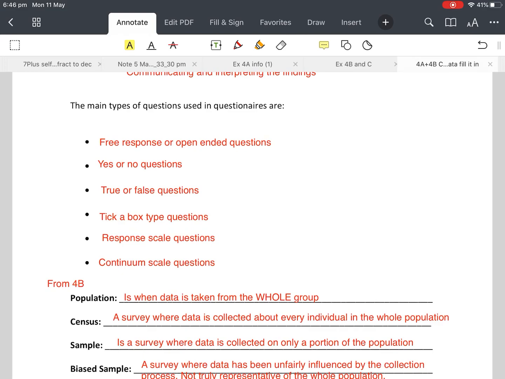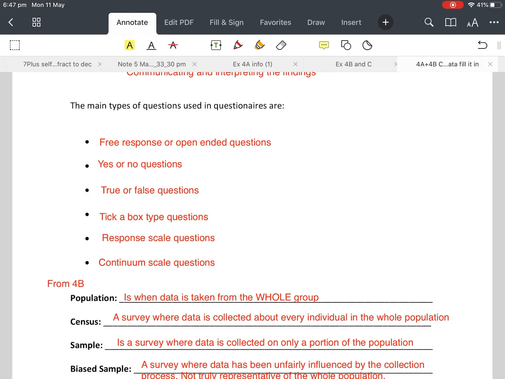Free response basically is a good old, what do you like or dislike about the present school uniform? So this would possibly collect a lot of information, but because there could be many different responses, it might be difficult to organise and interpret the responses. Yes, no, I think that one's fairly straightforward. You just want a yes or a no answer. Responses to this question, like would you like to change the present school uniform, will indicate whether there is a desire to change the uniform, but will not indicate what changes are wanted. Okay, so it's only asking for 1 or 2 particular answers.